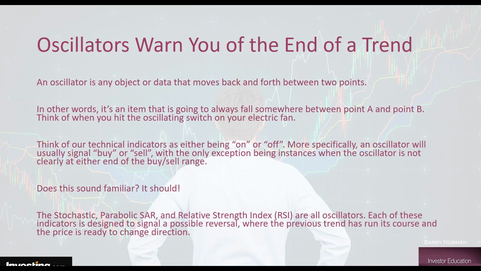Think of our technical indicators as being either on or off. More specifically, an oscillator will usually signal buy or sell, with the only exception being instances when the oscillator is not clearly at either end of the buy or sell range. Does this sound familiar? It should. Stochastics, parabolic SAR, and relative strength index are all oscillators. Each of these indicators is designed to signal a possible reversal where the previous trend has run its course.